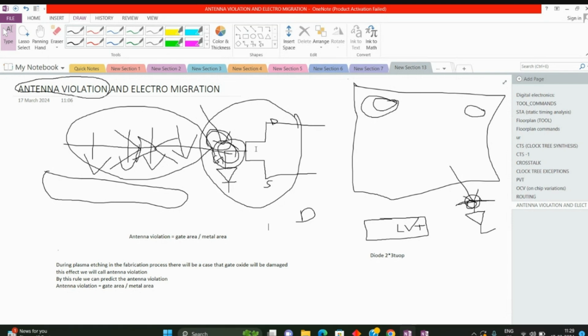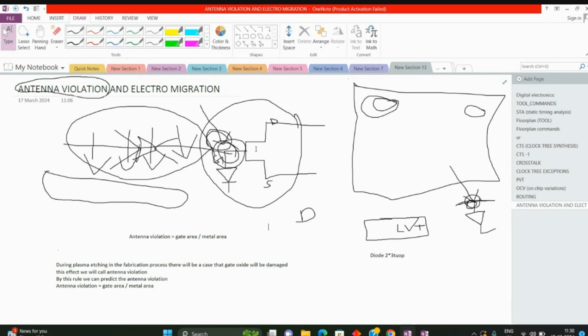Even for experienced people, even for me now, if they ask a question, first I'll tell them that for the antenna violation I have inserted the diode, that's it. Some people will ask logically, okay, I want another solution also. Even with 6 years of experience, I will answer the same way in my interview. That's it. This is the antenna violation.